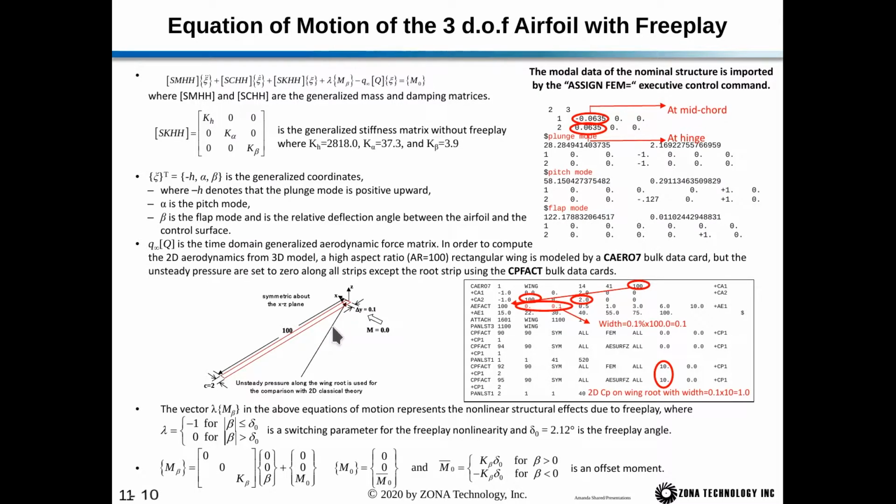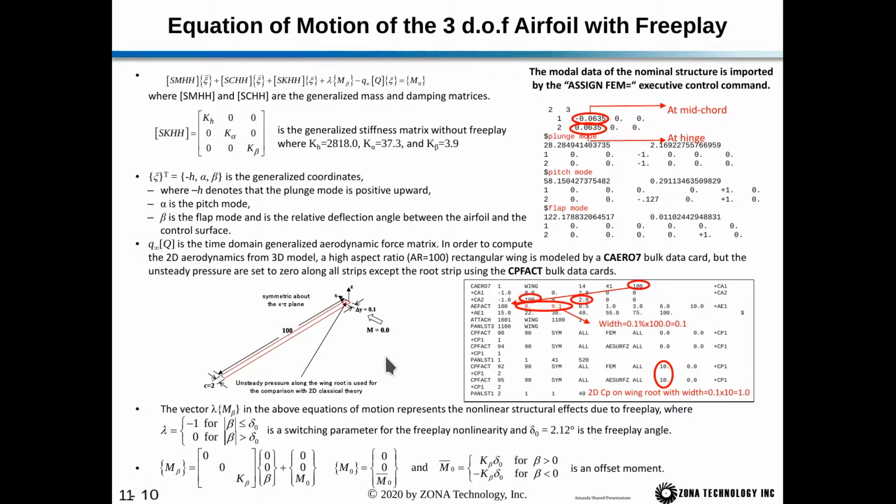So what that does is when we solve the aerodynamics in the 3D, we are approximating the 2D aerodynamics because these boxes are seeing the influence of this very high aspect ratio wing. So the aerodynamics at this innermost strip are approximately equal to the 2D aerodynamics. And we have to do this because ZAERO does not have a 2D aerodynamic solver. It is 3D only.